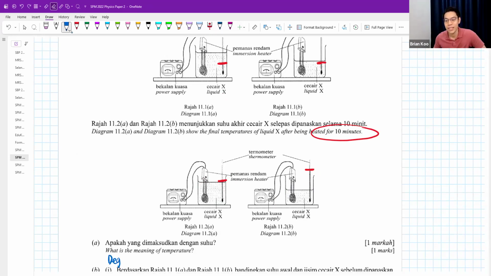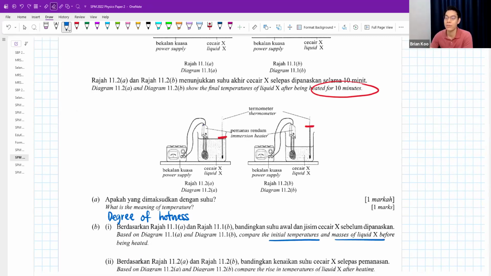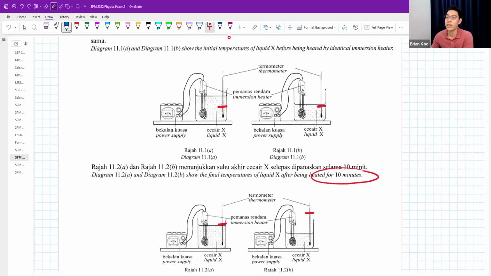In part A, they ask, what is the meaning of temperature? Just 3 words: the degree of hotness. You can say the degree of hotness of an object. It means how hot something is. Then in part B1, in diagram 11.1a and 11.1b, compare the initial temperatures and the mass of the liquids before being heated. Initial temperatures are the same, but the mass in diagram A is bigger than diagram B.